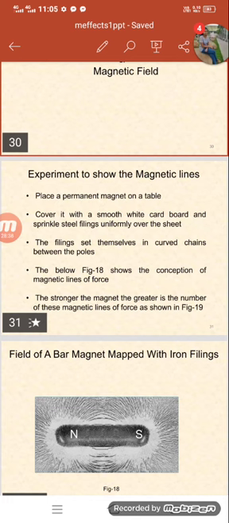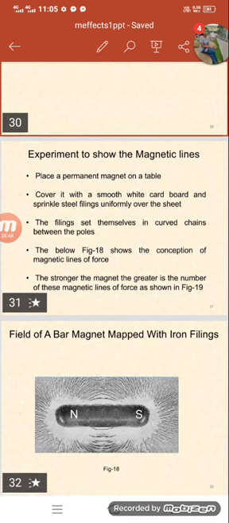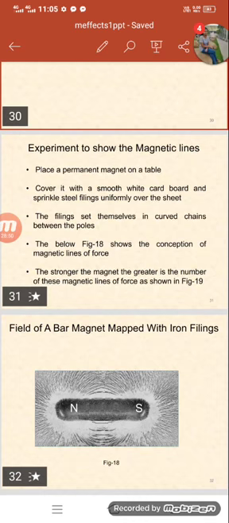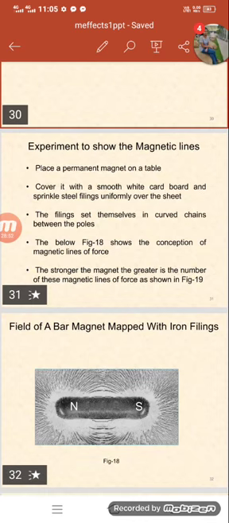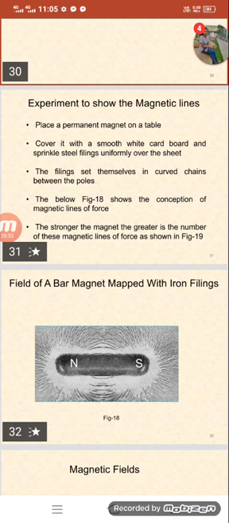Suppose we have a stronger magnet, that means the greater is the number of these magnetic lines of force.